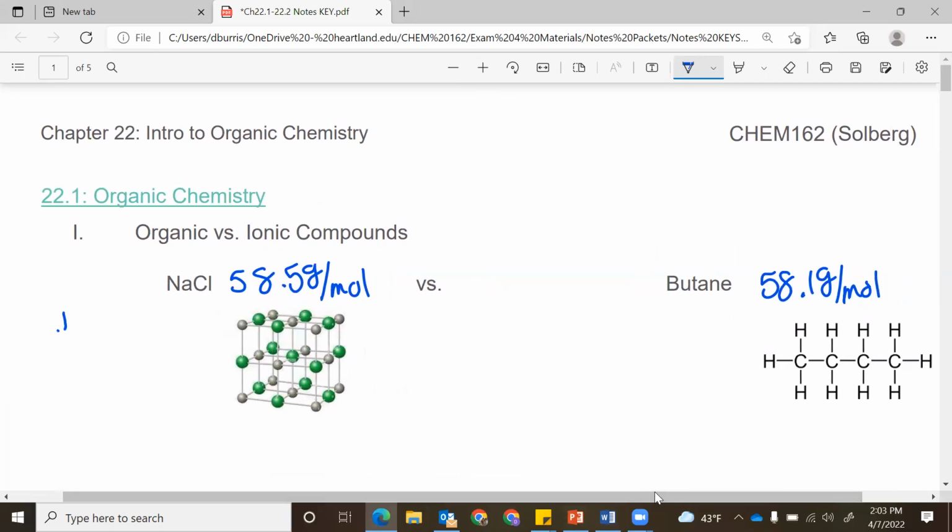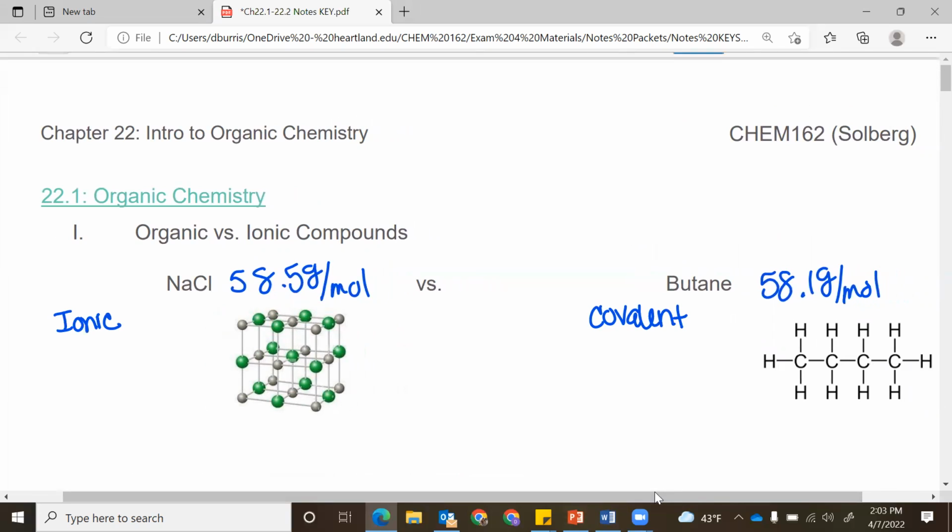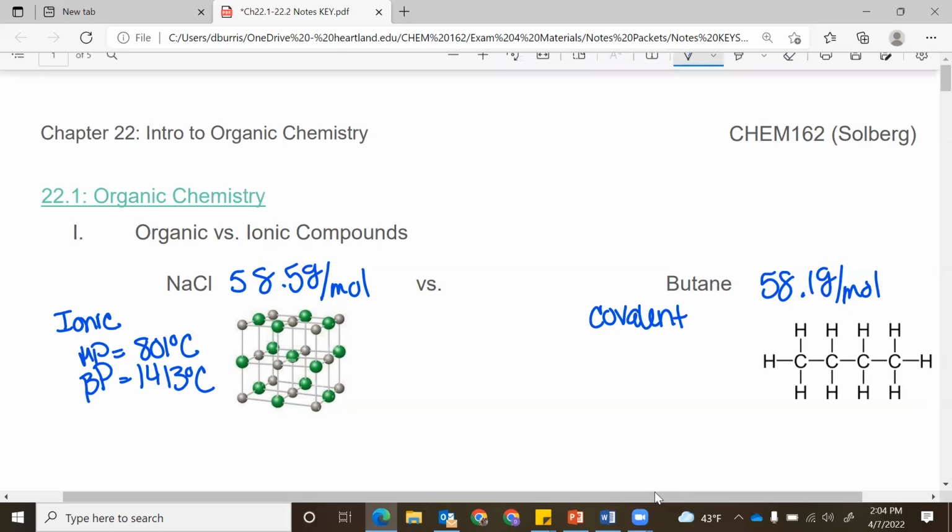So we know this is, of course, ionic. And butane is what, not ionic? Covalent. Thank you so much. It is covalent. All organic molecules are going to be covalent molecules. NaCl has a melting point of about 801 degrees Celsius. It's super high. It is really hard to melt salt. And its boiling point is 1413 degrees Celsius. Very, very hard to boil salt.